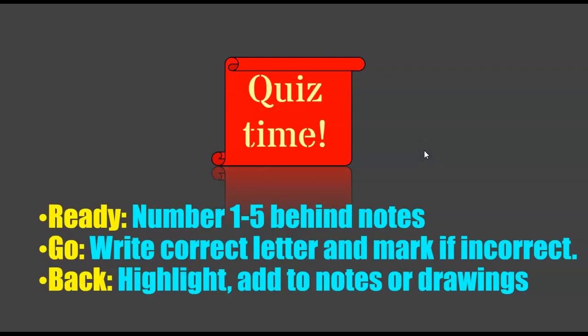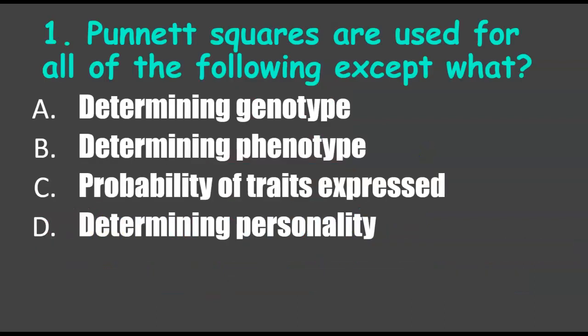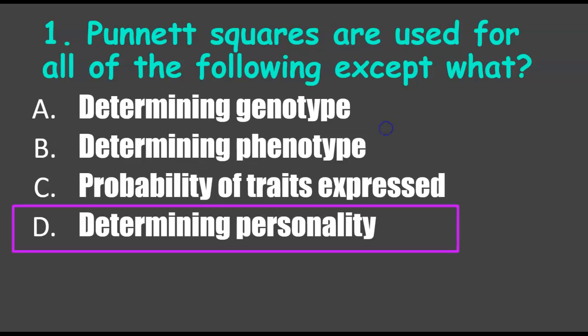All right, let's go to quiz time. Heredity quiz 2. Punnett squares are used for all of the following except what? Determine genotype, determine phenotype, probability of traits expressed, or determining personality. So everything that we just did, the one that we did not look at is the personality.